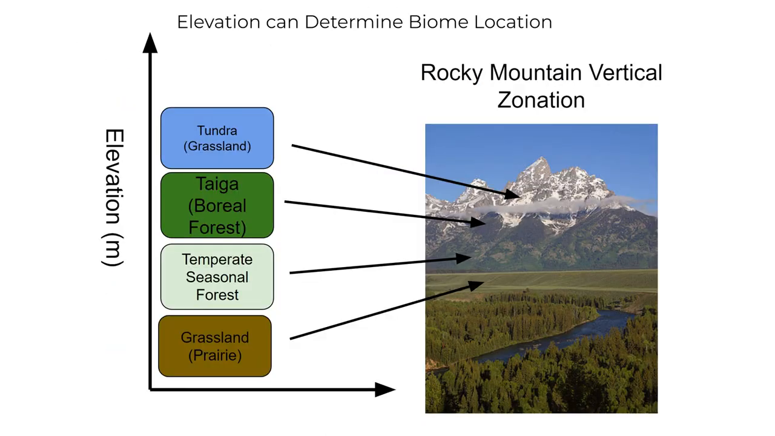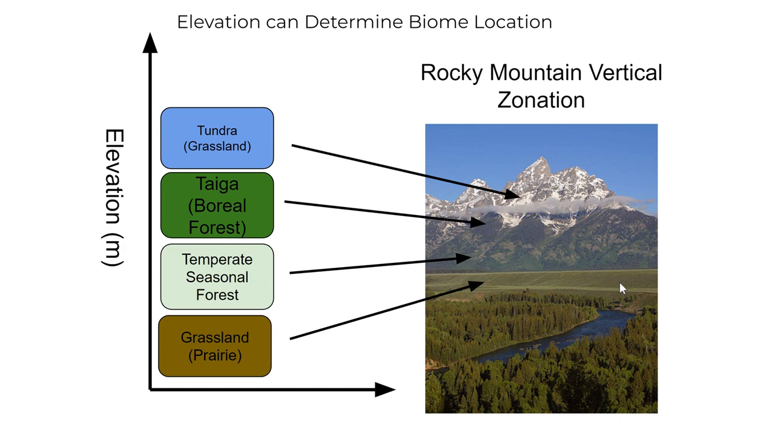The last thing that could really impact biomes and where they are is going to be elevation. The higher you get in elevation, the colder it's going to be. Therefore, you're going to start switching biomes. So you can see here we have the Rocky Mountains, and you can see different biomes as you work your way upward.